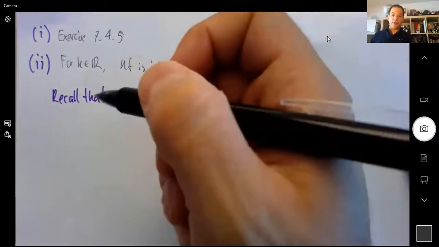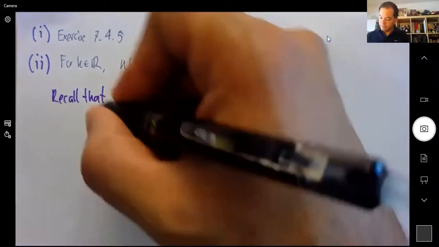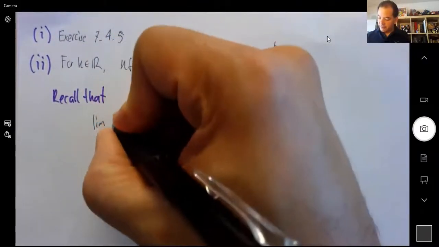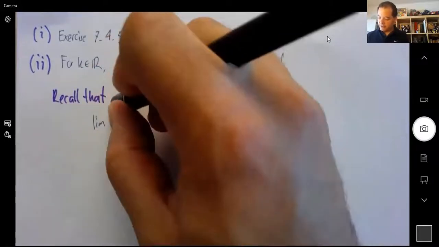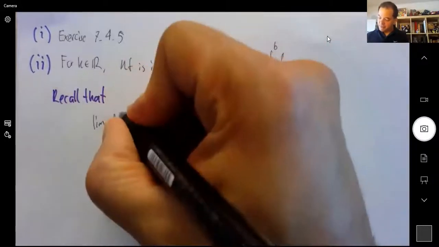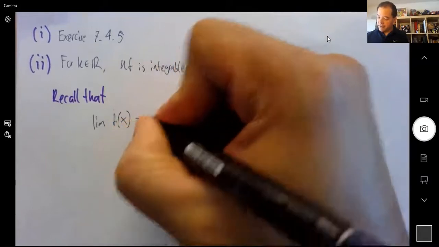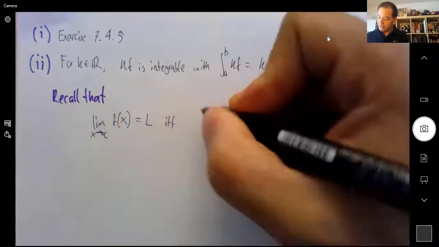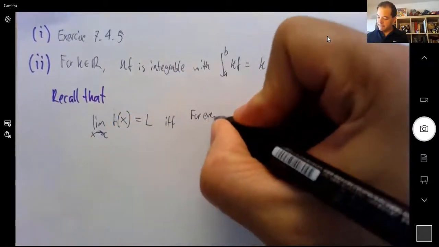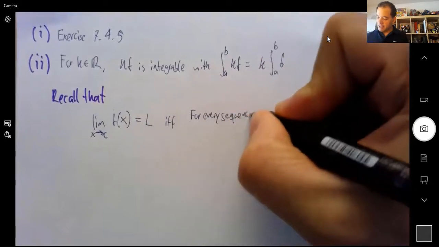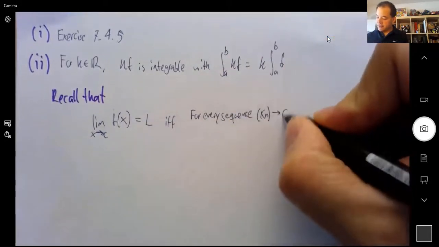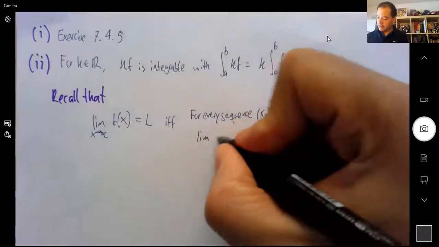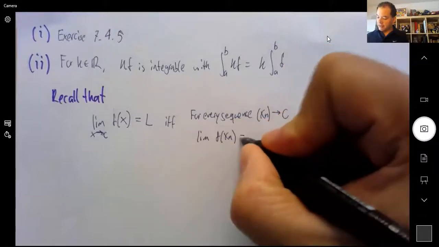So when we talk about a limit of a function, the limit doesn't even need to be of a function, right? A limit in general, but let's use a function. This limit is L when x approaches c if and only if for every sequence x_n that approaches c with x_n not equal to c, the limit of f(x_n) equals L, right?